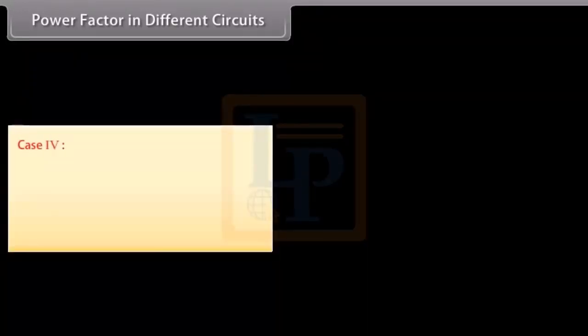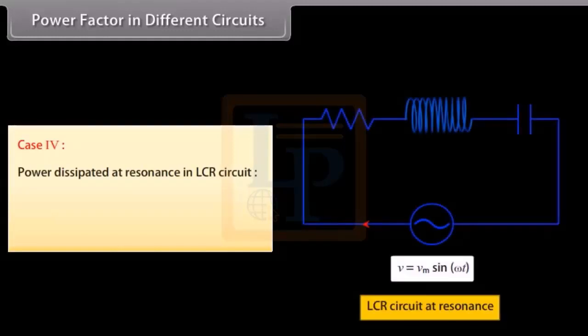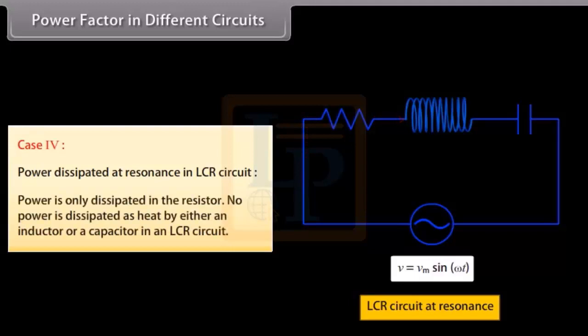Case 4. Power dissipated at resonance in LCR circuit. Power is only dissipated in the resistor. No power is dissipated as heat by either an inductor or a capacitor in an LCR circuit.